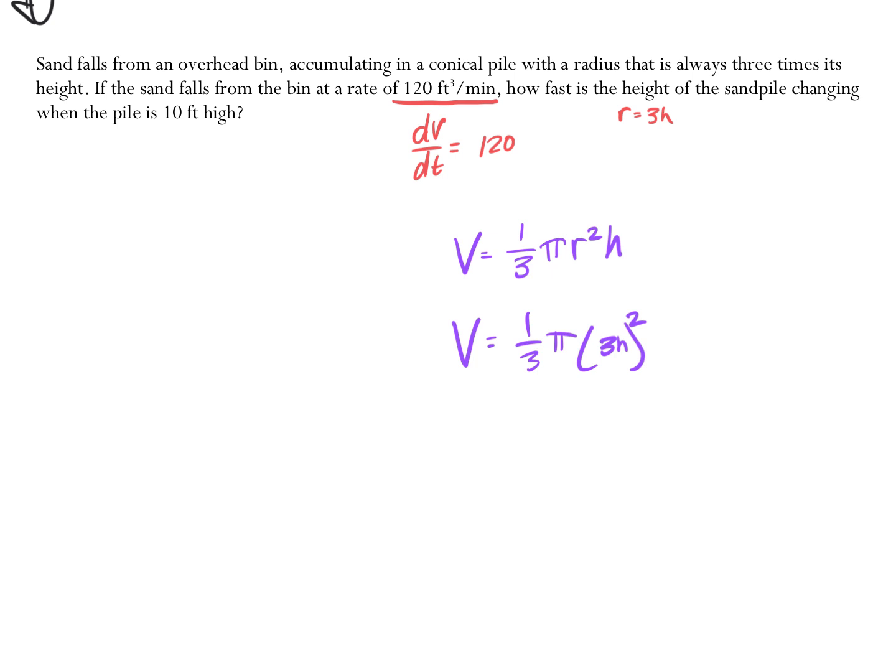r is 3h. And if r is 3h, how can I simplify this equation? You can plug in the 10, right? Not yet, because we haven't simplified. Okay, you guys, what is 3h the quantity squared? 9h squared. So if I simplify this, 3 squared is 9, but then with the 1/3, it becomes 3 again, times h. So 3 pi h cubed.